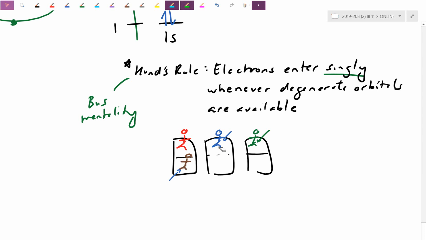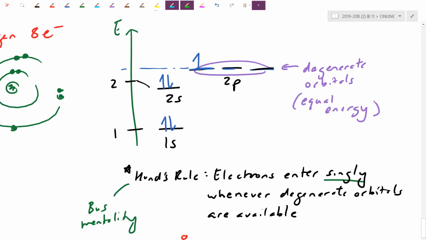Unlike in the earlier case, if there was just 1 person on the bus and you were the next person on, it would look really strange for you to sit with a stranger when there were so many seats available to you. So that's our 3rd rule, which is Hund's rule. As oxygen has 8 electrons, we're going to add these last 4 electrons. I already had 4. The 5th one goes in, the 6th one takes his own seat, the 7th one takes his own seat, and lastly the 8th takes his own seat.